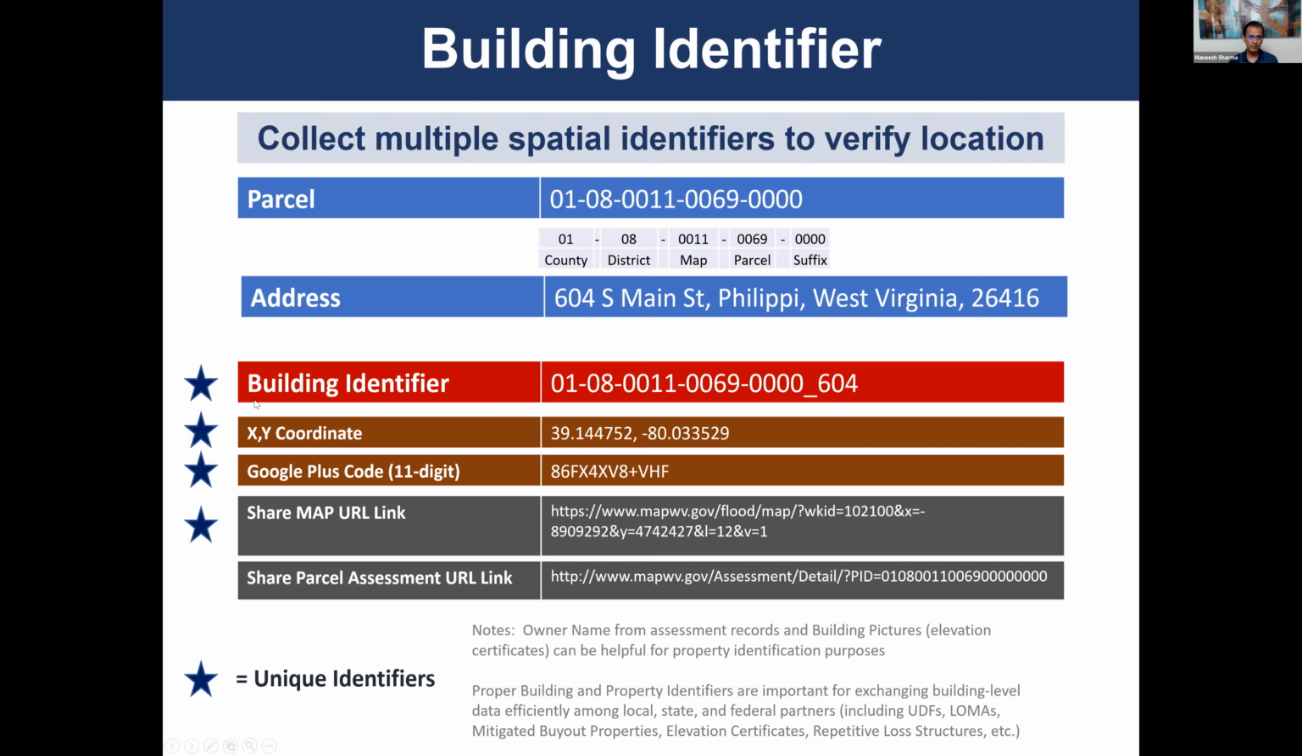So first we had this building identifier. In case something goes wrong, we have the XY coordinates. We have the Google Plus code. And then in Flood Tool, you have this link in the Flood Tool or in the assessment viewer. So hopefully, if one thing goes wrong, the other identifiers work.